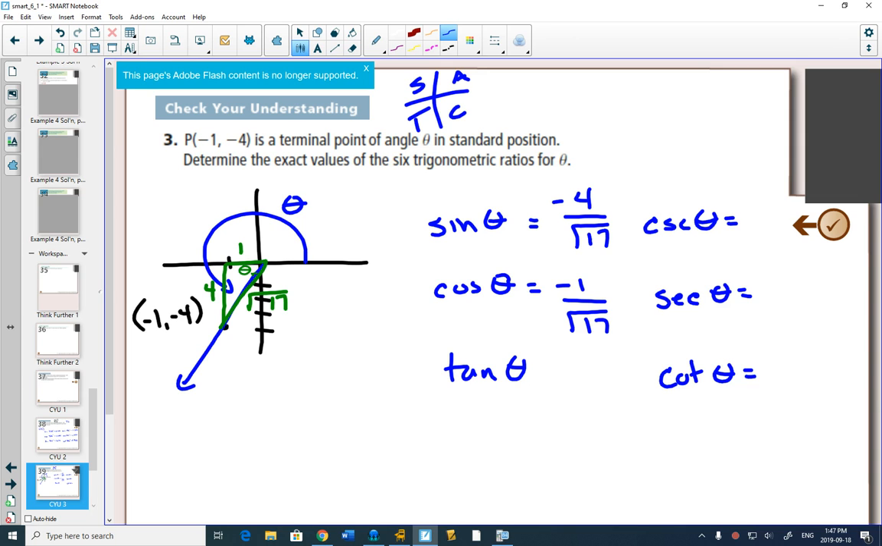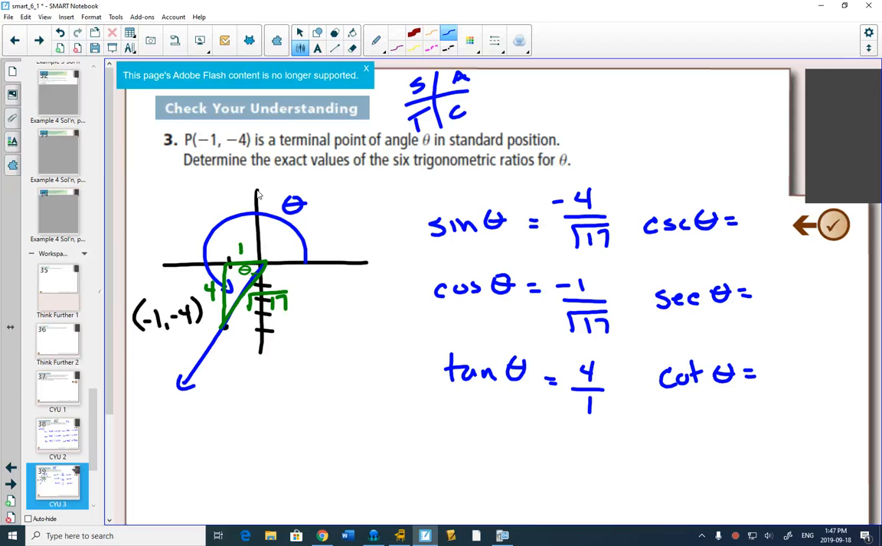Tan of theta, opposite over adjacent. The opposite is 4, the adjacent is 1. So we could write this as 4 over 1. You could write it just as 4 as well. That would be fine. According to our CAST rule, tan is positive in quadrant 3.